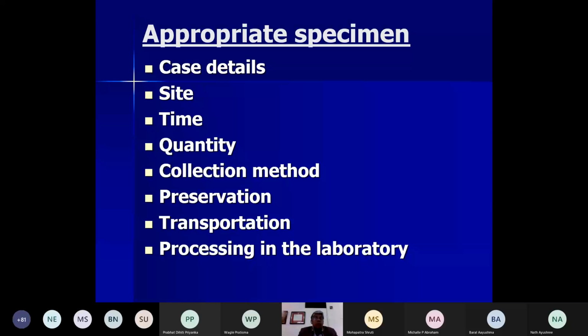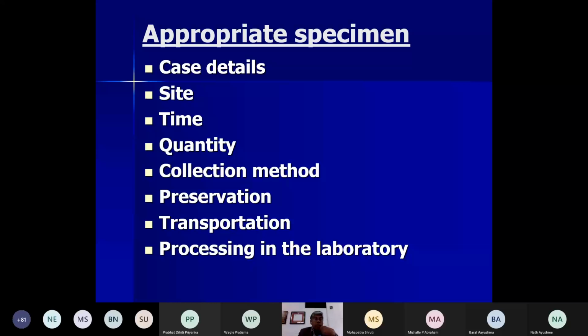Should it be nose? Should it be throat? Should it be saliva? Should it be aspiration from the trachea or bronchus? Or should it be sputum which is coming from the lungs? So many samples can be collected based on site from where we need to collect it.